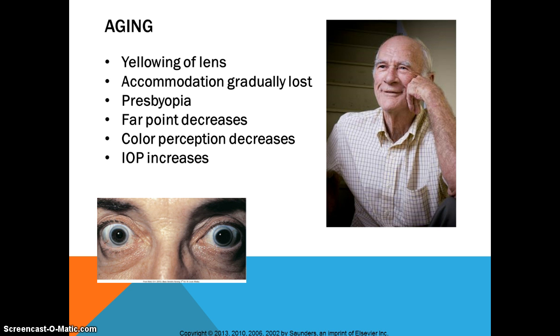The aging lens hardens, shrinks, and loses elasticity, resulting in loss of the ability to accommodate. Other health problems, especially diabetes mellitus and hypertension, can have serious adverse effects on vision, and we know that the prevalence of these increases with aging. So it's important to teach patients who have these health problems about the importance of controlling blood glucose levels and managing blood pressure to reduce the risk for vision loss.